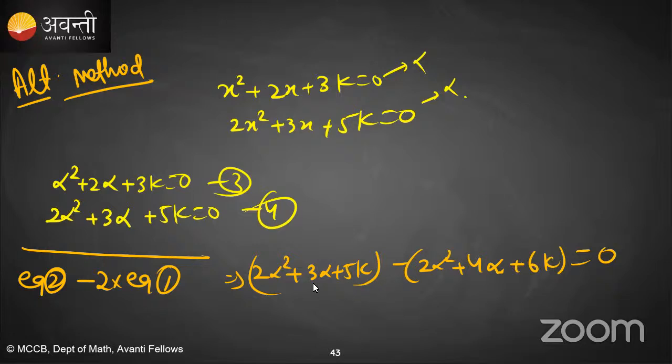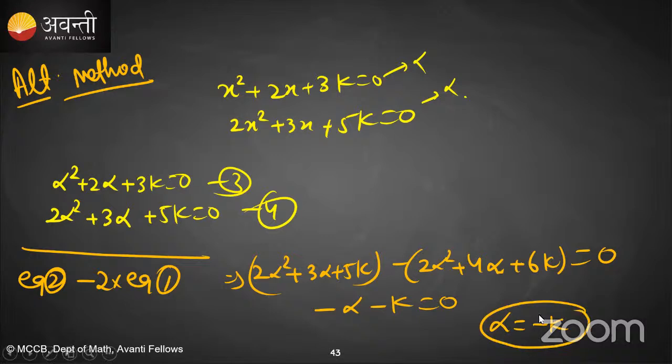Clear? So what you will get? 2 alpha square cancel out. So 3 alpha minus 4 alpha minus alpha, 5k minus 6k minus k is equal to 0. So what is alpha? Alpha is equal to minus k. Right? Alpha is equal to minus k.